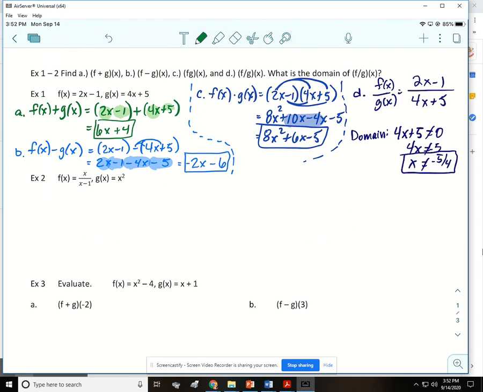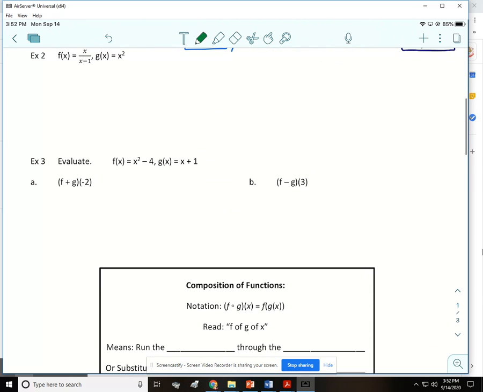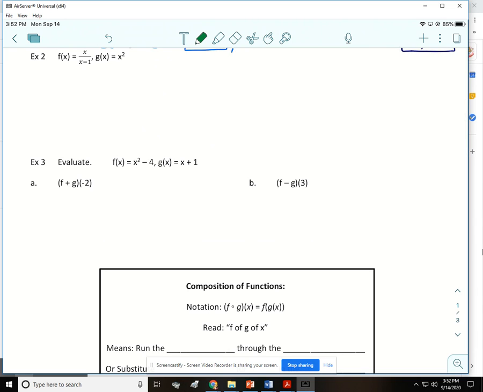All right, for example 2, this one is going to be a little more challenging on the addition and subtraction because I have this fraction. And from what I understand, you guys didn't do a whole lot with rational expressions last year because of COVID. So we are going to add these together. So we'll take f, we're going to add x squared to it.